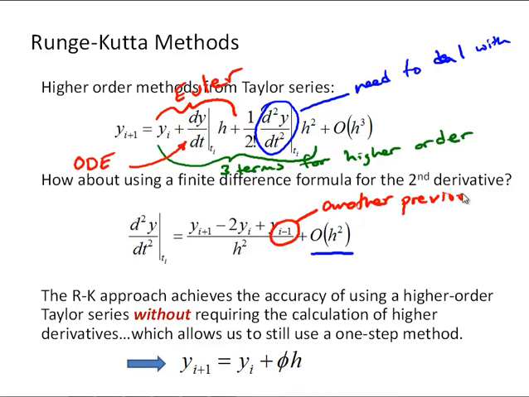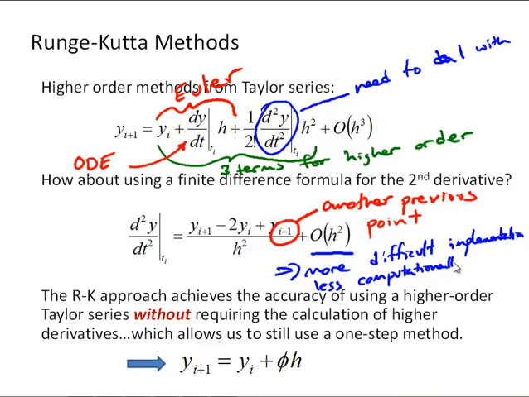That i minus 1 point that we'd have to bring in makes things more difficult to implement, and also less computationally efficient. So the Runge-Kutta approach can achieve the accuracy of using this higher order Taylor series without requiring that calculation of a higher derivative. And what that does is it allows us to still use a one-step method. Recall our general formulation for the one-step method is we're using everything from y i plus 1 and y i and just using an increment function to move forward one time step h.